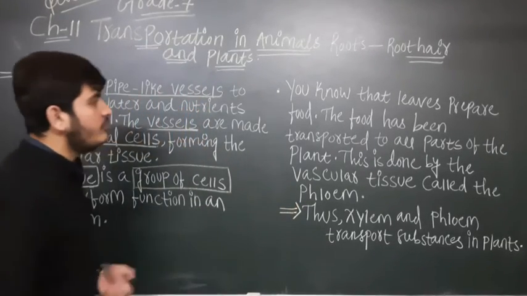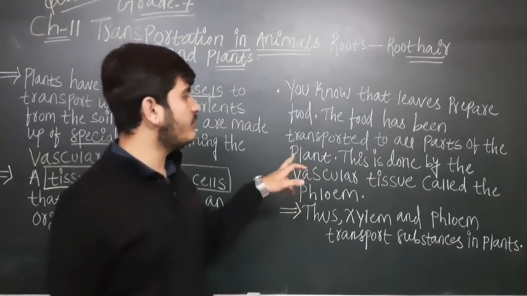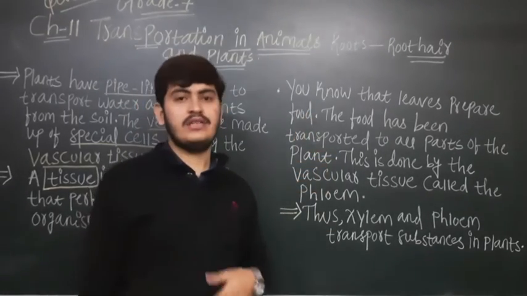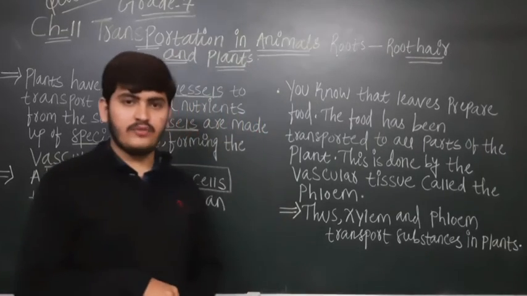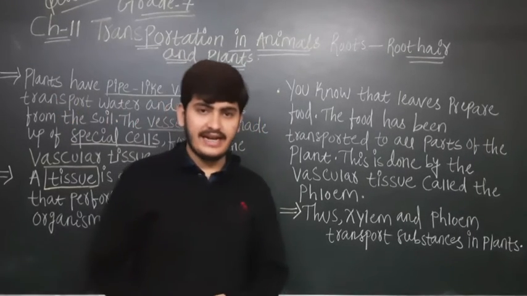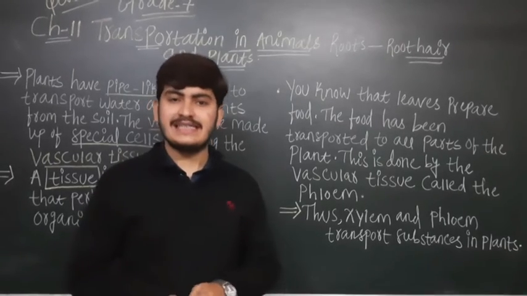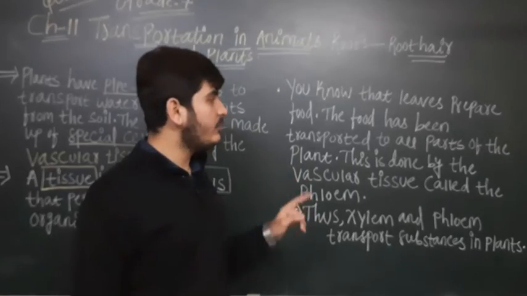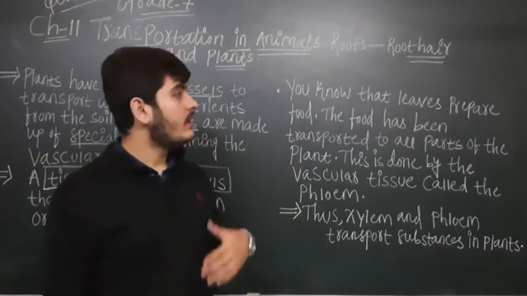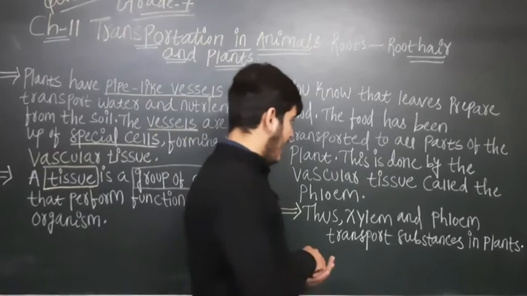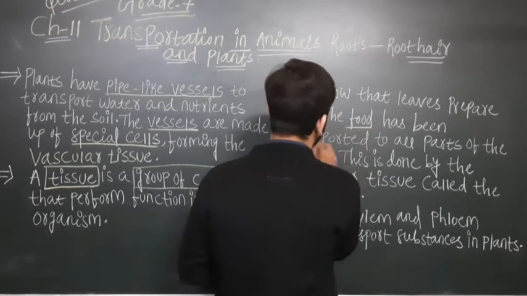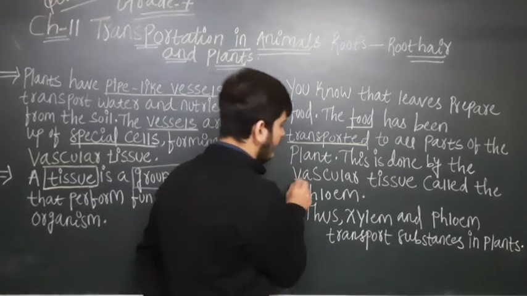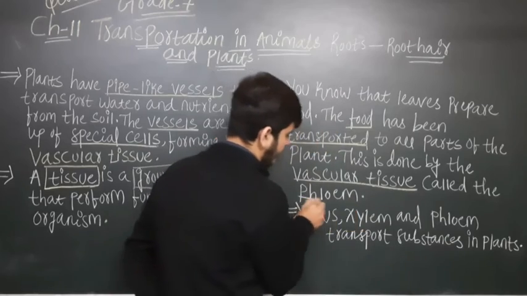Now let's see. You know that leaves prepare food. The food has been transported to all parts of the plant. You know that leaves are preparing their food by themselves by the process of photosynthesis in the presence of sunlight. So now leaf is preparing food, so it is necessary for the leaf to transport all these substances into all the parts of the plant. Now it is very essential that the food be transported to all parts of a plant. This is done by the vascular tissue called the phloem.